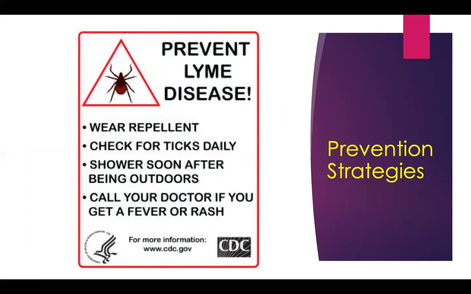So how do you prevent Lyme disease? Repellent is the most important thing. Checking for ticks daily. Shower soon after being outdoors. Call your doctor if you get a fever or rash. These are some of the preventative strategies that have been most effective. It's really simple to prevent Lyme disease. It's just making sure that you take these precautions when you go outside in the woods or any of these areas in the northeast, especially where there's a high risk of getting Lyme disease.